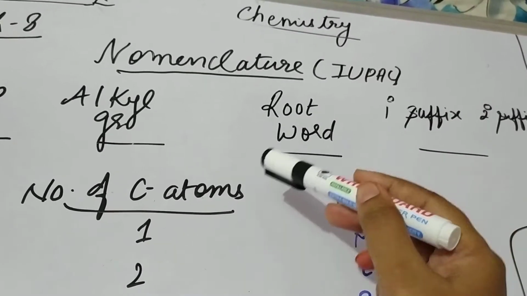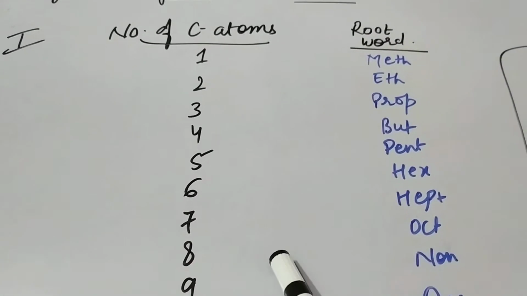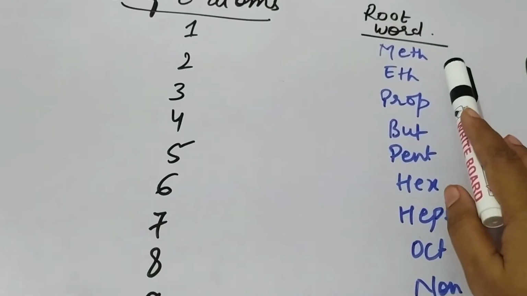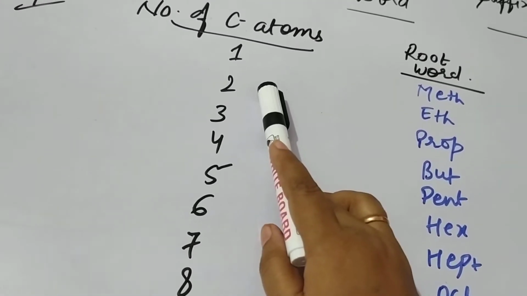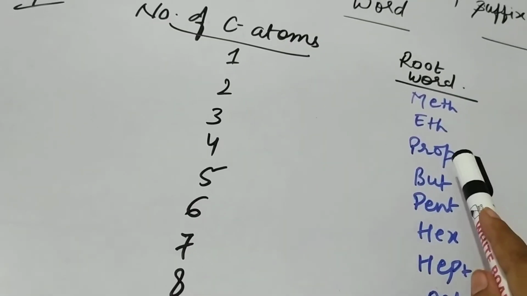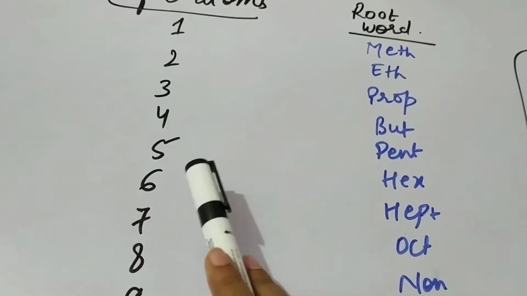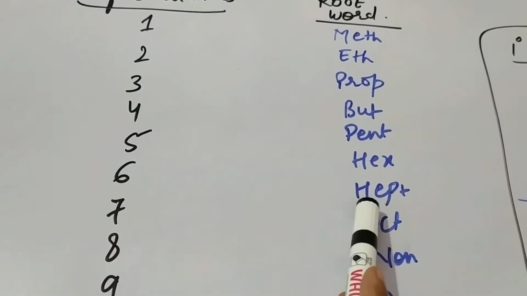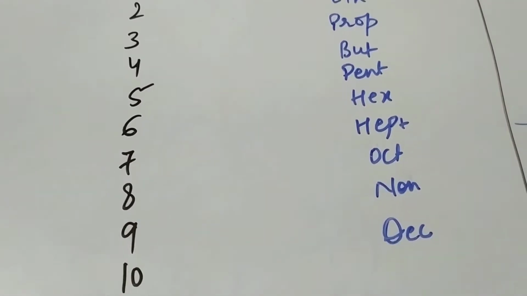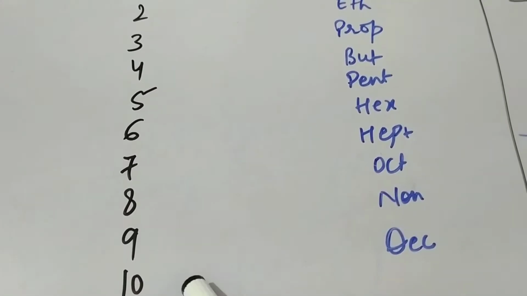It depends on the number of carbon atoms in the organic compound or in the main chain. If the carbon atom is 1, then we use the root word meth. If the number of carbon atoms is 2, then we'll use the root word eth. If it is 3, then prop. If it is 4, then but. If it is 5, pent. 6, hex. 7, hept. 8, oct. 9, non. And 10, dec. There are more carbon atoms possible, but in your course we have to deal with 10 carbon atoms only.